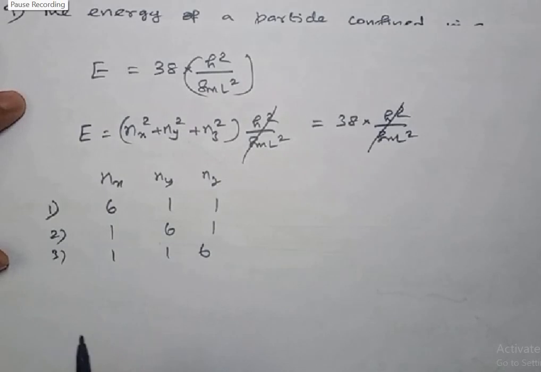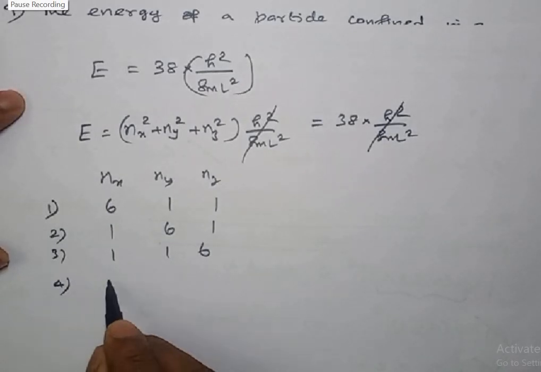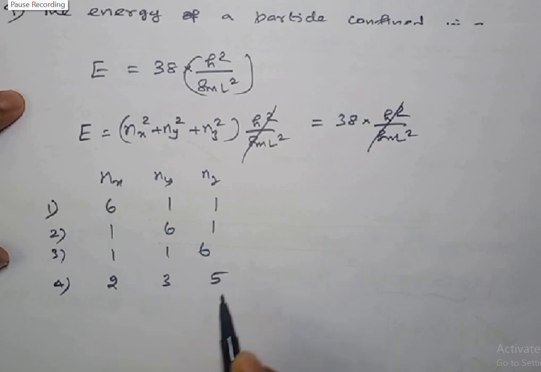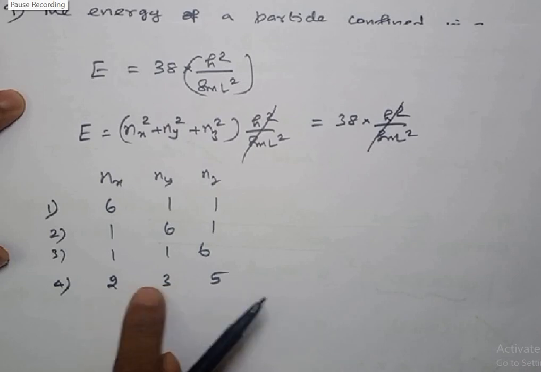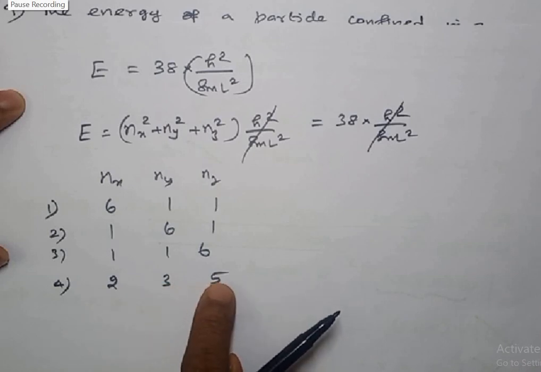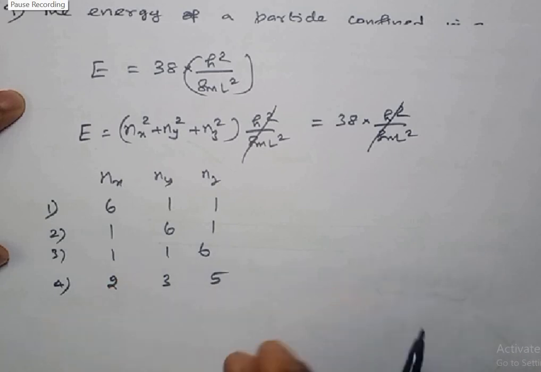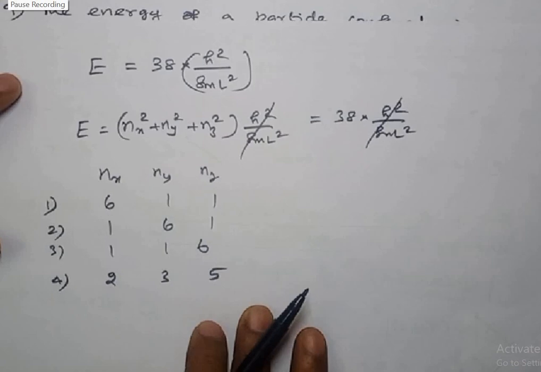Now, apart from this, we have other values. What are they? 2, 3, 5. Correct? Am I right? Yes. 2 square is 4. 3 square is 9. 9 plus 4 is 13. 5 square is 25. 25 plus 13 is 38. Yes, but here all the three numbers are different, so you have 6 possibilities here.